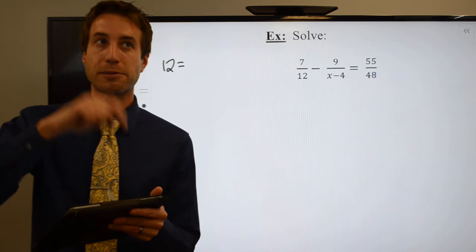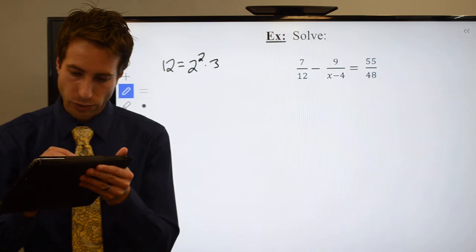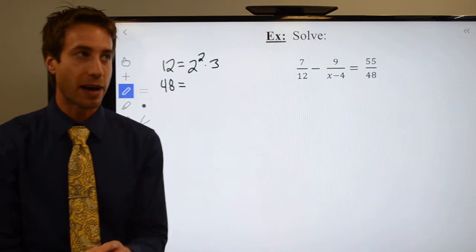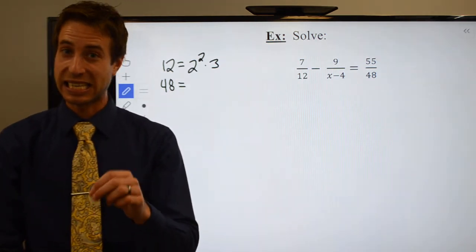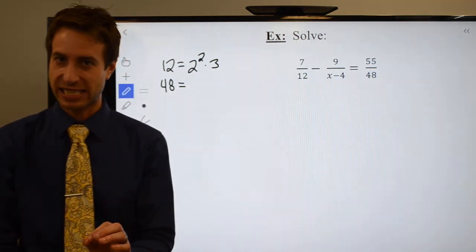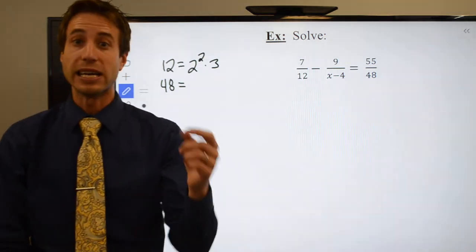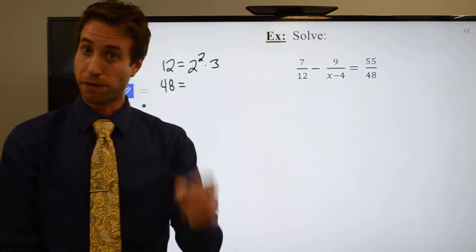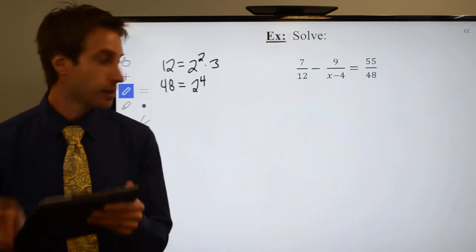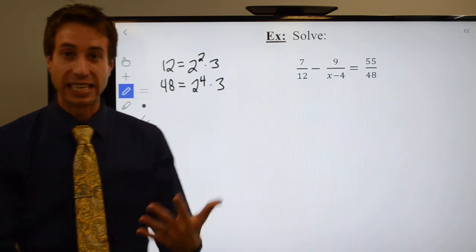12, of course, is 4 times 3, but 4 is 2 squared. So it'll be 2 squared times 3. 48, that one's a little trickier, but I think if you think about it for a second, 48 is 16 times 3. Now, there's other ways to get to 48, so why would I do 16 times 3? The reason is that 16 is 2 to the 4th power. So 2 to the 4th, which is 16, times 3, which I already have, gets me to 48.